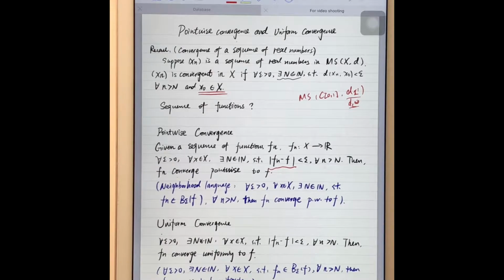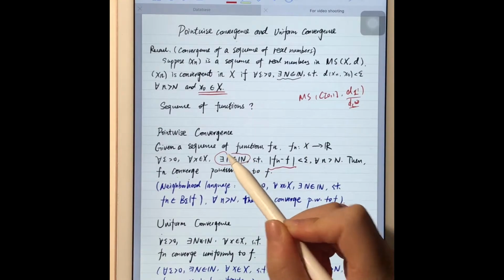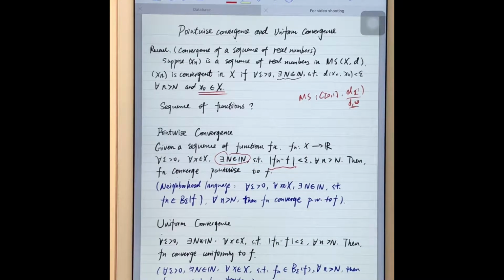Here still we are going to find a natural number N, and it depends on whether you can find such an N. If you can find such an N such that the functions in the sequence satisfy the conditions, then you may say that the sequence converges pointwise to some function f, right? But what about uniform convergence? And what's the difference between uniform convergence and pointwise convergence?